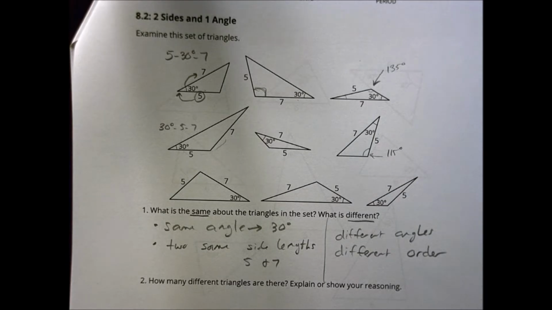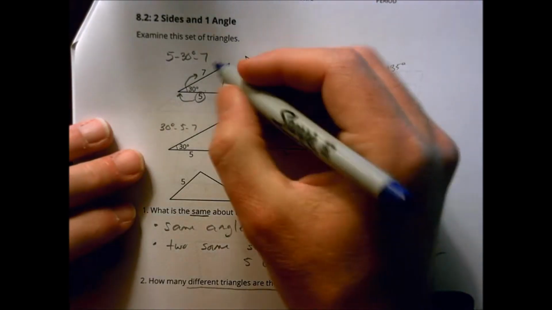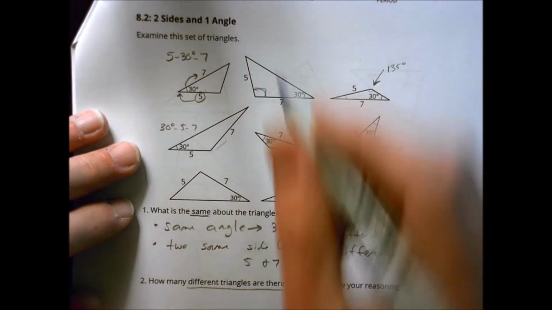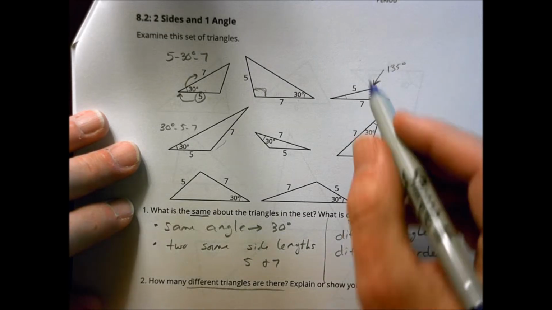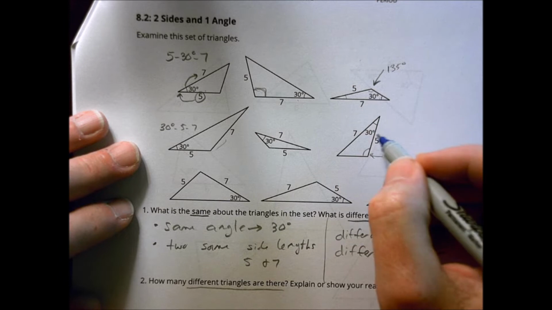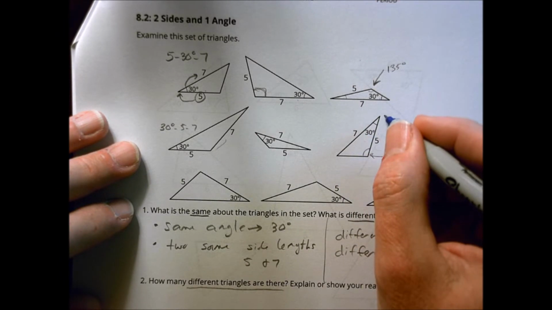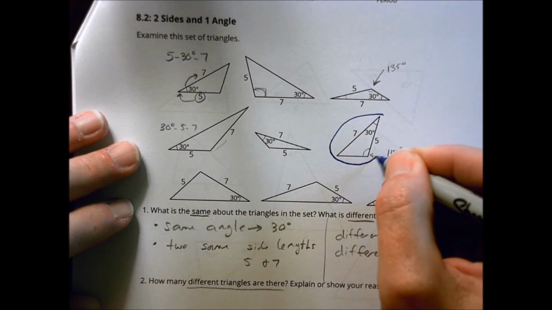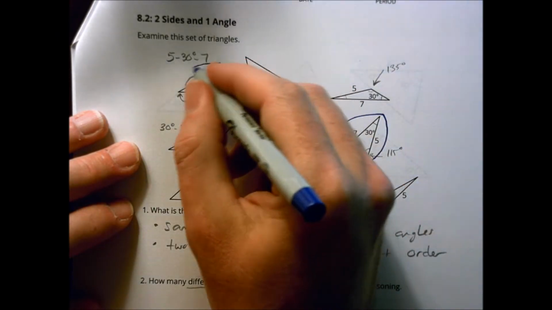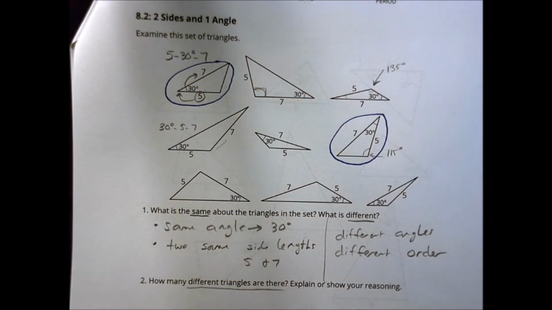So when you get to the next question, which is how many different triangles are there, you have to take a look at that order idea. Where does that order stay the same? Let's see if we can find any more where you have a 5, 30 degrees, and 7, where the 5 and 7 have a 30-degree angle in between them. We'd say not there, not there. Here's a 5 and a 7 with a 30-degree angle inside. So this one right here matches this one right there. That's one. That works out pretty well.